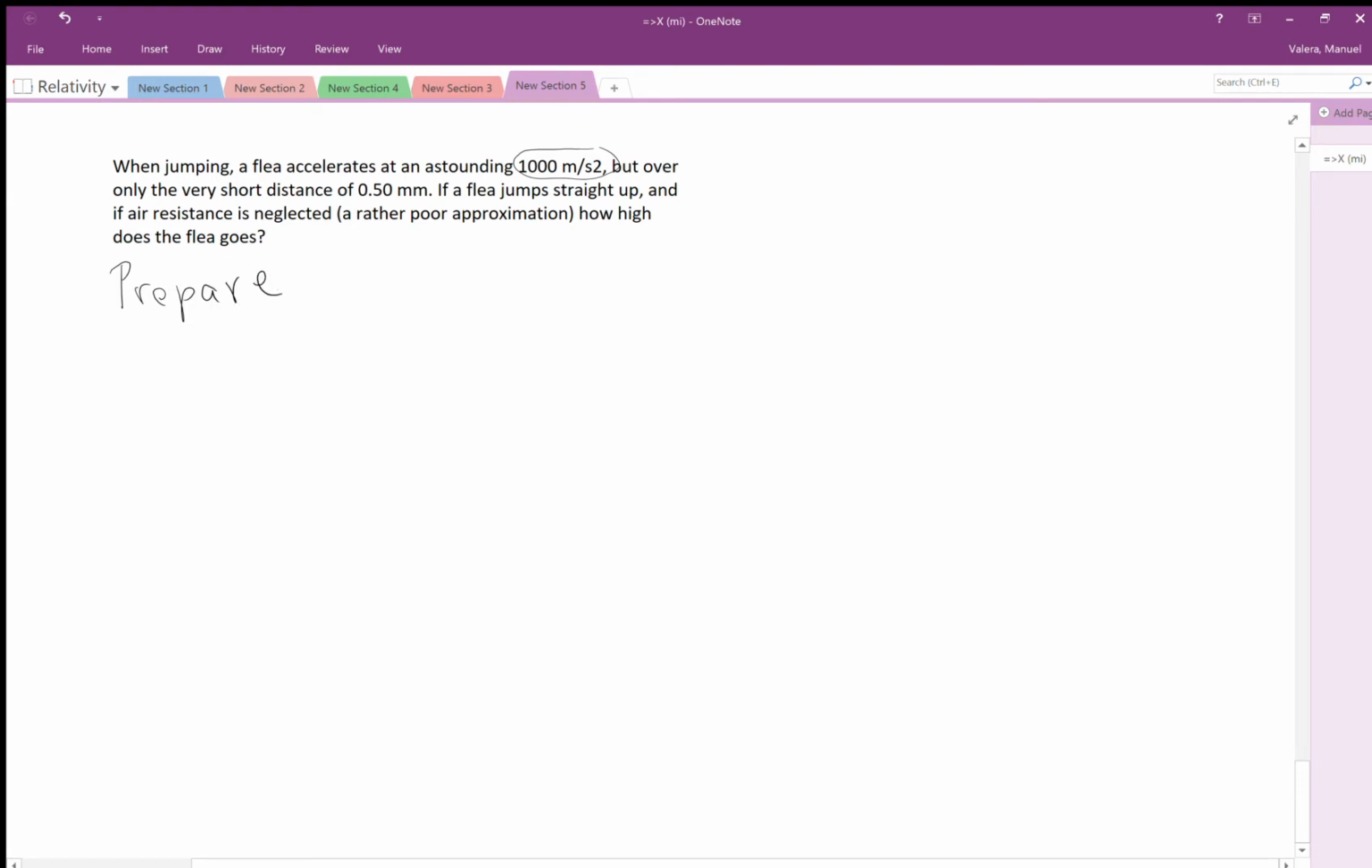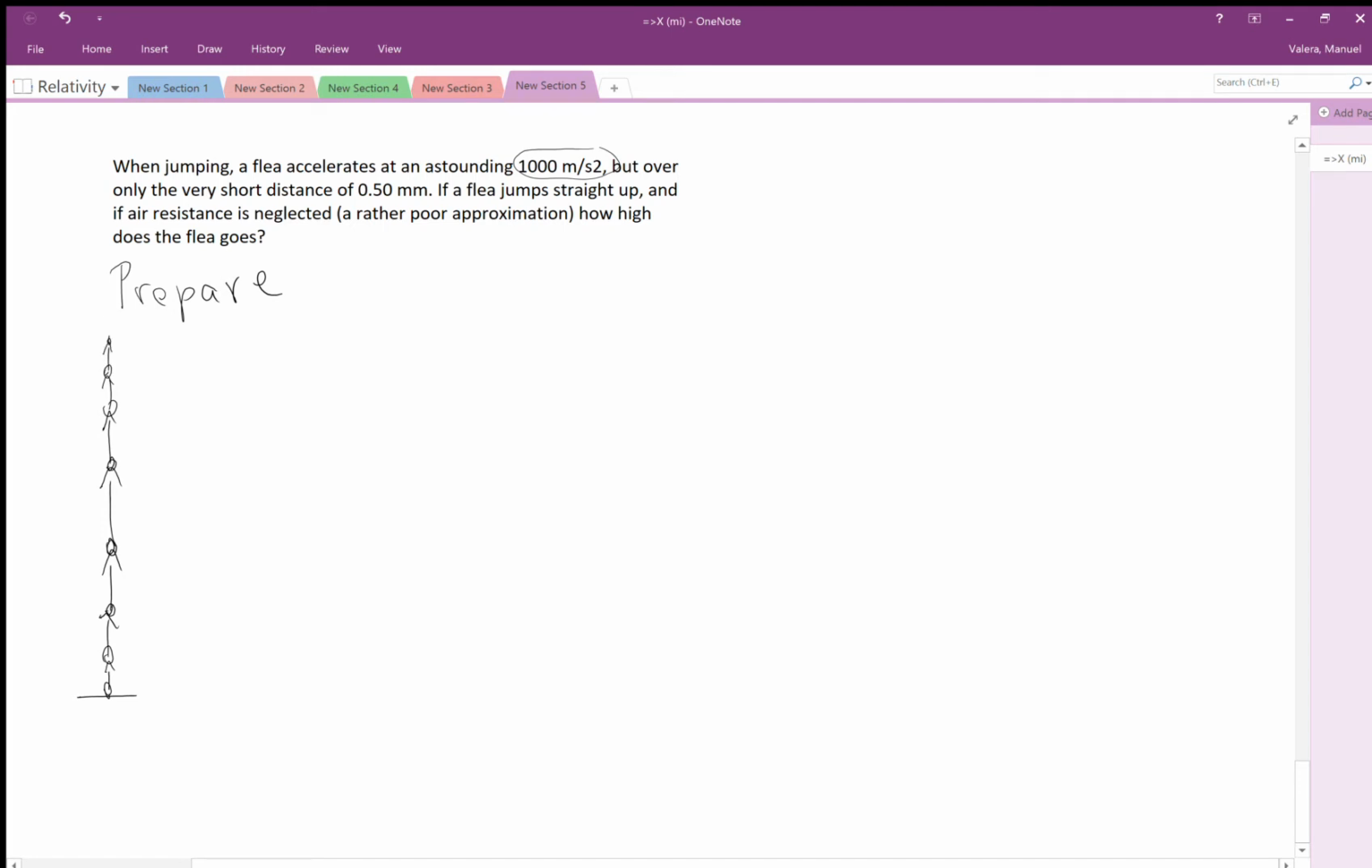So we need to figure out what type of motion that is. This is the ground. Then let's draw a motion diagram. Initially the flea is accelerating, right? So the speed is increasing, and then let's put one more here. After that, it is just free fall motion, right? So the speed starts decreasing.